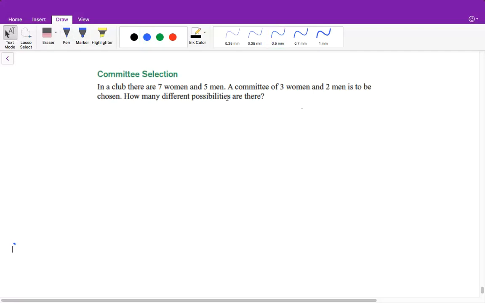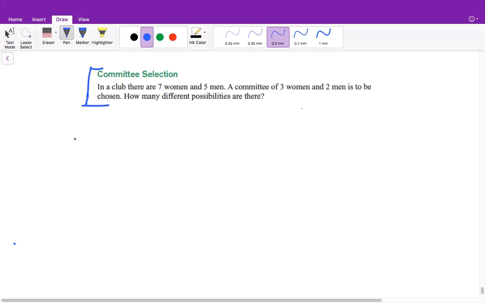So we're not ranking the women or the men. We're just selecting them. We're not picking them to be any specific role, like a secretary or treasurer or president or anything like that. We're just picking them. So in this case, order does not matter, so it's going to be a combination. And if you notice, we have women, 7, and we're picking 3 of them. We have men, and we're picking 2 of them. So that means here we actually have 2 different cases.